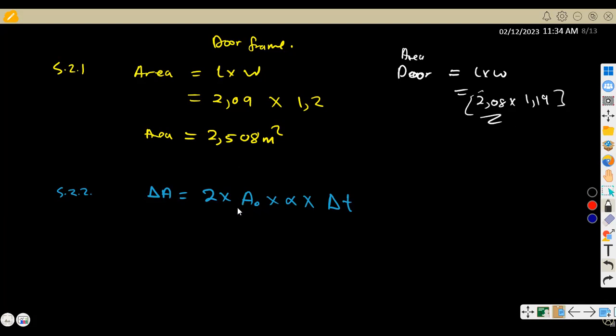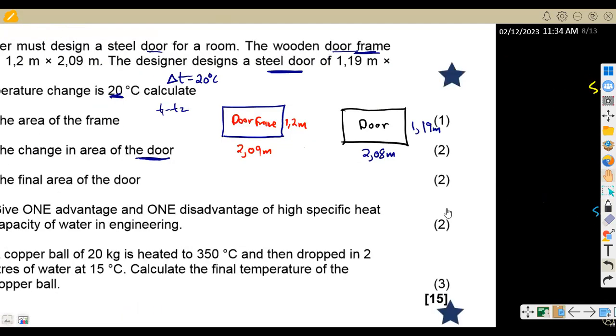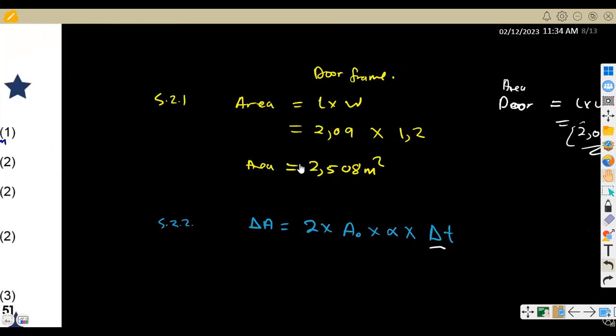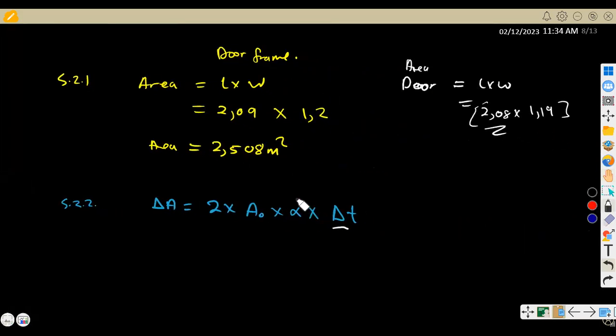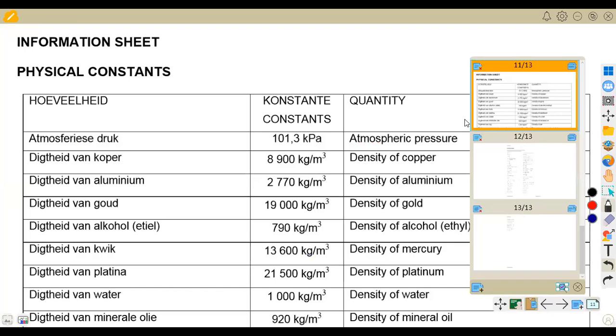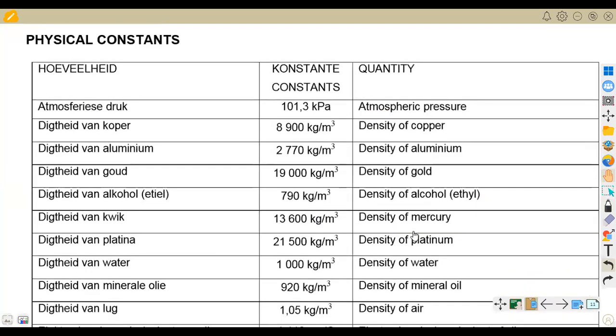Okay, then the change in temperature. Take note on this information. We are given that the change in temperature is 20 degrees Celsius. But we do not have alpha, but we can get our alpha because we are given that this is a steel door. So on our values, let's check what we have for steel.